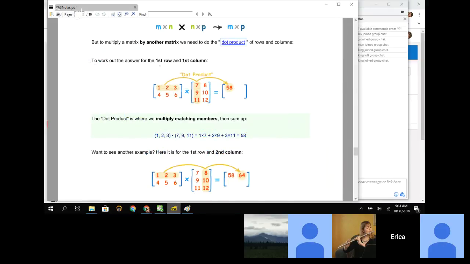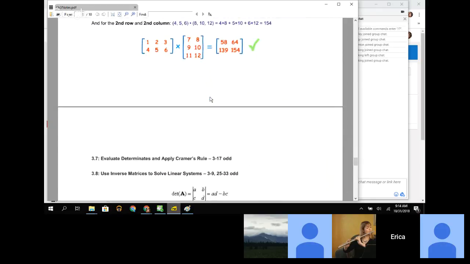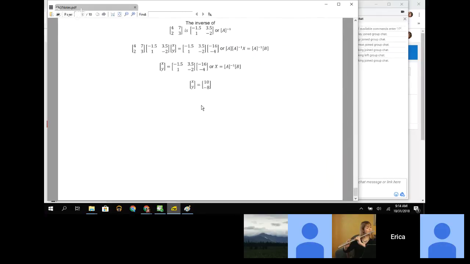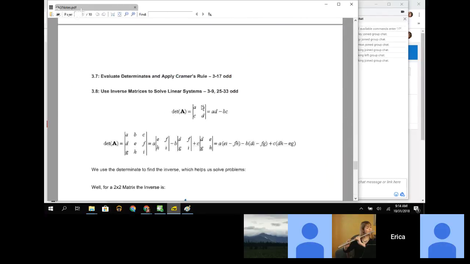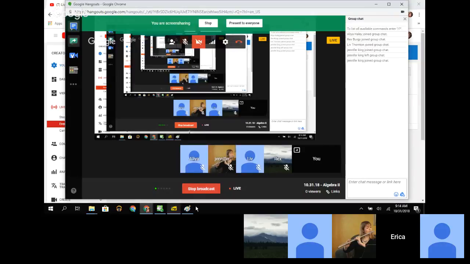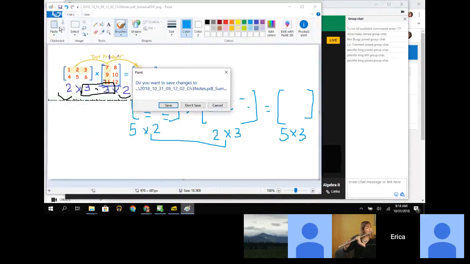So to multiply a matrix by another matrix, we do something called the dot product of the rows and columns. So I showed you an example of one of these, but I want to do some more examples of that. I don't have any great examples on here. So let's go to the book and see, we have 3 through 17 and then 23 through 29 odd. Use the calculator. So let's grab one of these. I'm going to have my book right here.